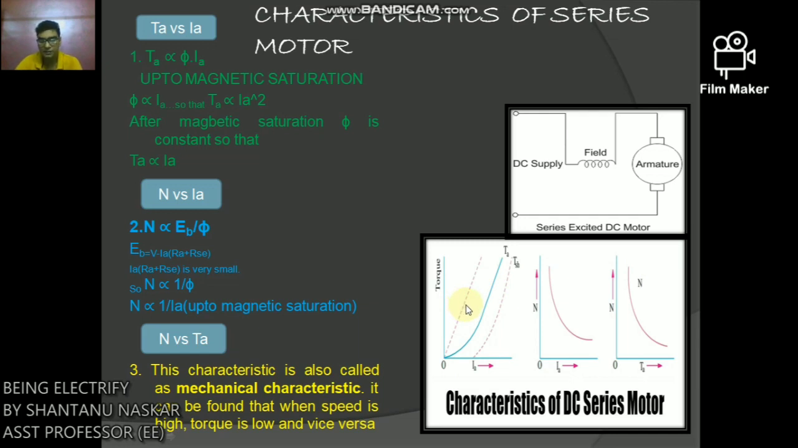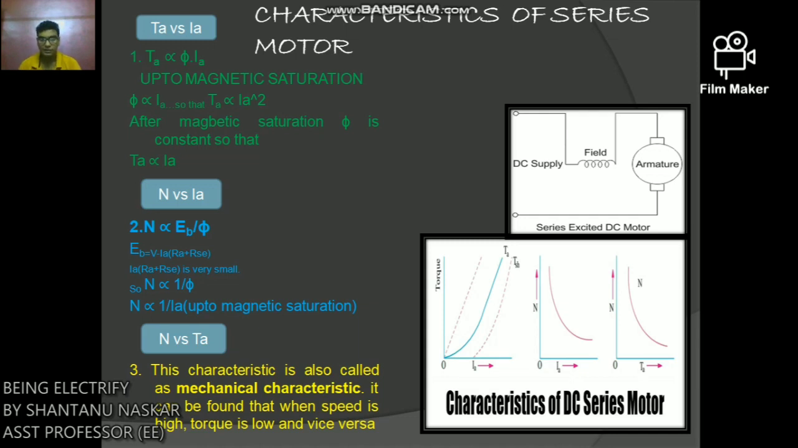It may be seen that in the initial portion of the curve up to magnetic saturation, torque is proportional to Ia square. This means the starting torque of the DC series motor will be very high as compared to a shunt motor, where torque is proportional to Ia.